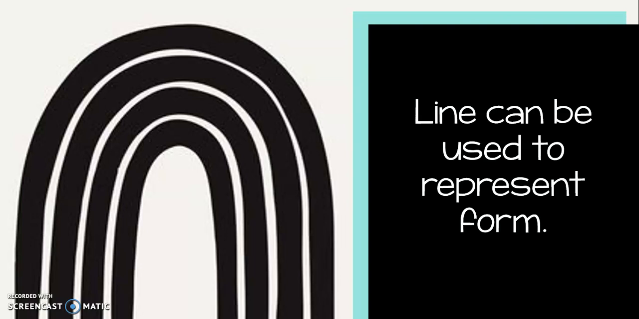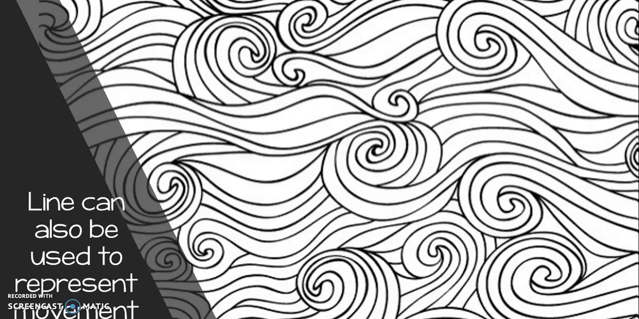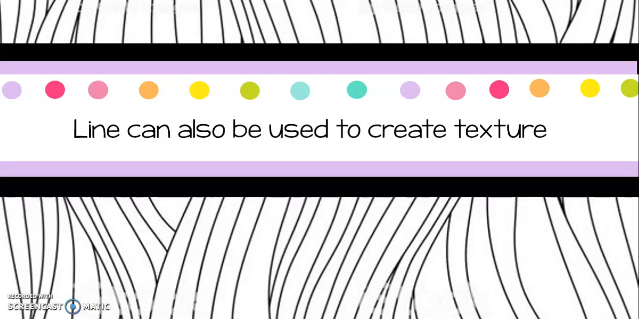Now, lines can be used to represent form. This is a simple drawing used only with lines, but we can absolutely tell what it is. Lines can help us create a more simplified version of things that we see every day. Line can also be used to represent movement. This absolutely looks like the ocean or someone's curly hair, just really moving, curving, peaceful lines. But it absolutely shows movement.